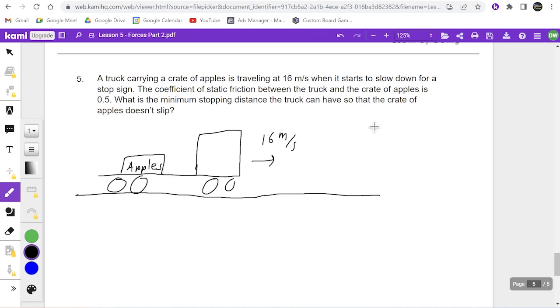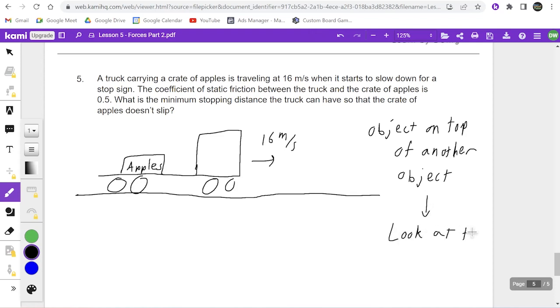This is an object on top of another object. Whenever you have an object on top of another object, like for instance, the apples is on a truck and the truck is on the road, always look at the top object. In other words, the crate of apples.